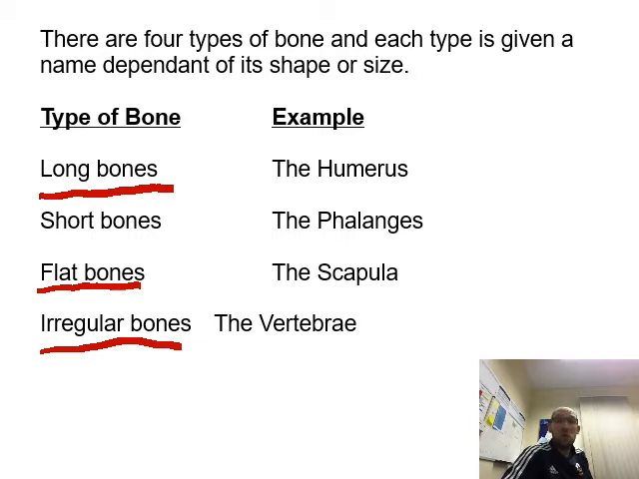The next one is short. You're looking at things such as your fingers, which are short bones. We call these the phalanges. So we need to be able to say short bone and phalanges as the answer.